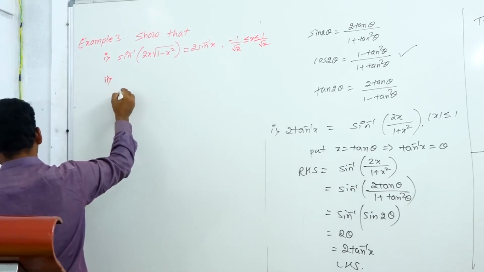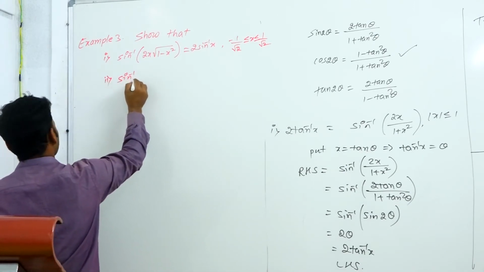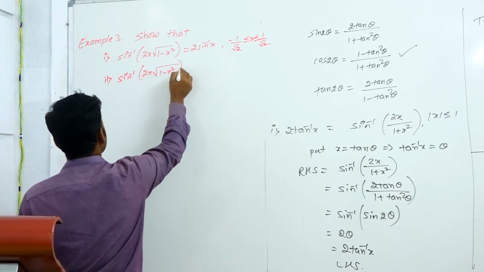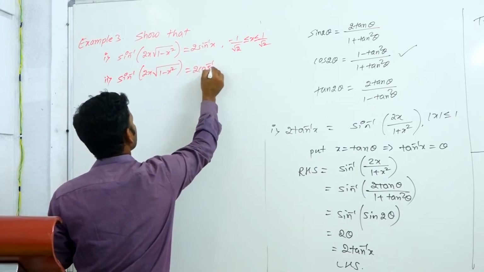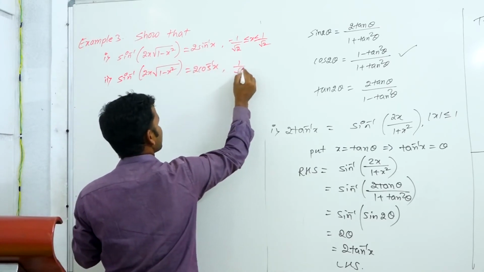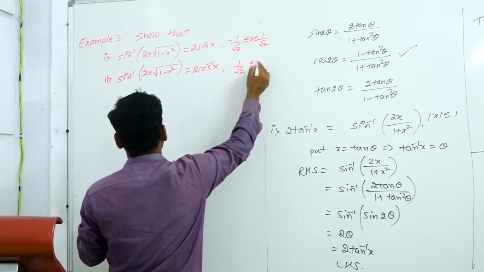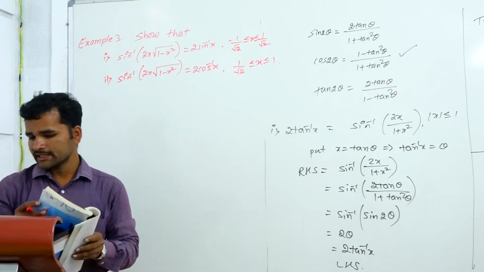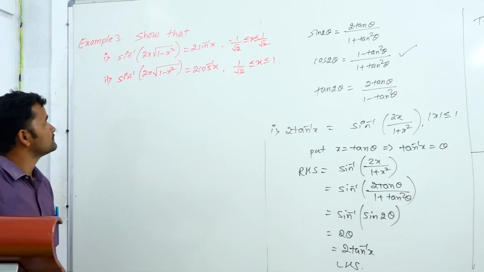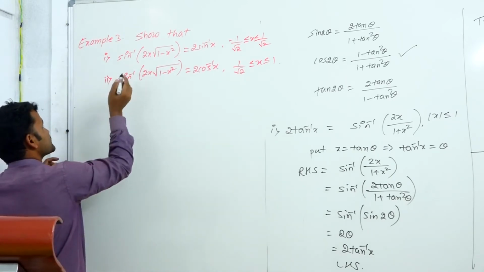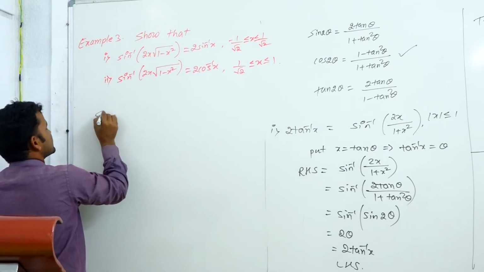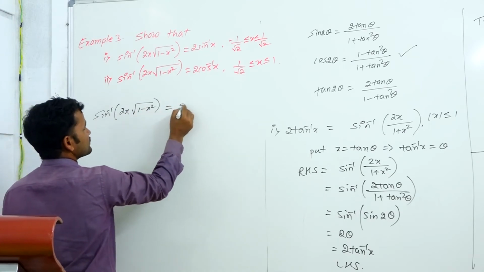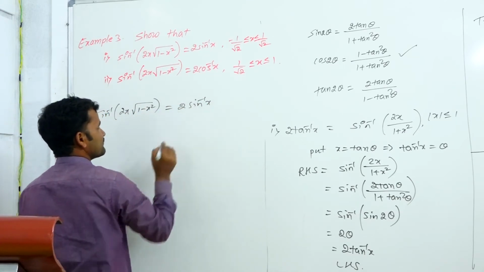Second one, sine inverse of 2x into square root of 1 minus x square is equal to 2 times cos inverse of x, where x values are greater than or equal to 1 by root 2 and less than or equal to 1. Okay, to prove this, I am going to prove the first one. What is that? Sine inverse of 2x into square root of 1 minus x square, which is equal to 2 times the sine inverse of x.